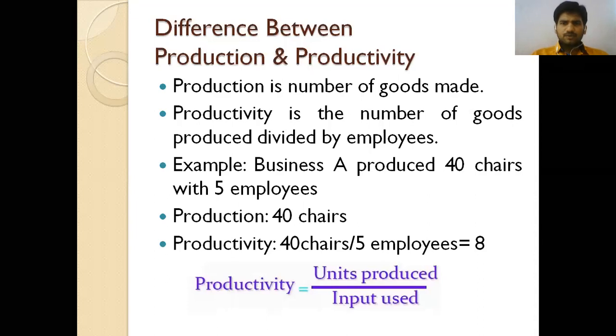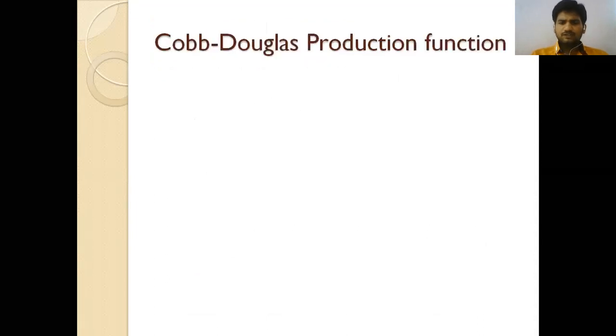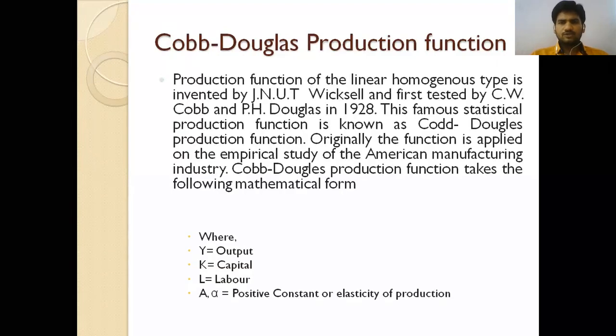We already discussed that we have three production functions. This is the second production function, the Cobb-Douglas production function. This is the one where a scientist's name is introduced. The production function is a linear homogeneous type, first tested by C.W. Cobb and P.H. Douglas in 1928. The famous statistical production function is known as the Cobb-Douglas production function. Out of these three, this is the famous one.